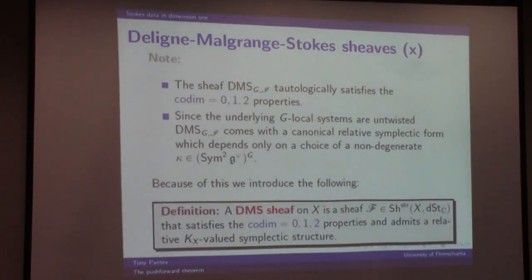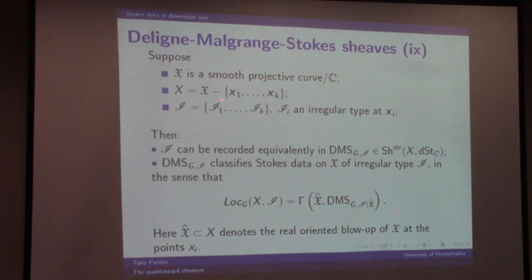Sure. So if you have a smooth projective curve over C and you remove finitely many points and you fix irregular types for G-connections near the points, so these are like Laurent tails for the poles of the connection without the residue, with degree less than or equal to negative 2. Then this actually determines a Deligne-Malgrange-Stokes sheaf. By this theorem of Deligne and Malgrange, Stokes filtered local systems, controlled by the parabolics that the Deligne-Malgrange-Stokes sheaf gives, classify exactly local systems with Stokes data of irregular type given by these Laurent tails.